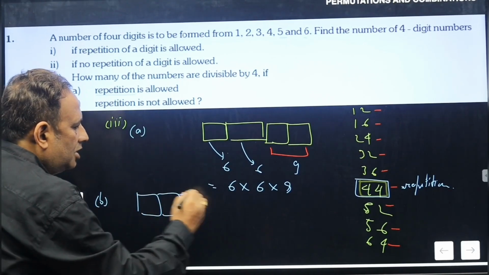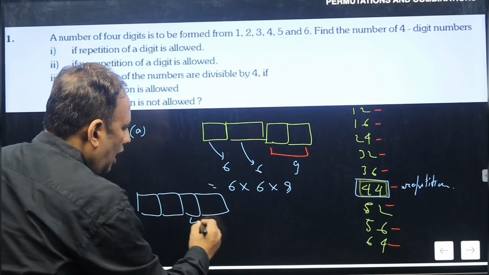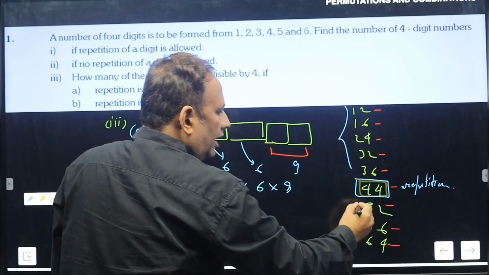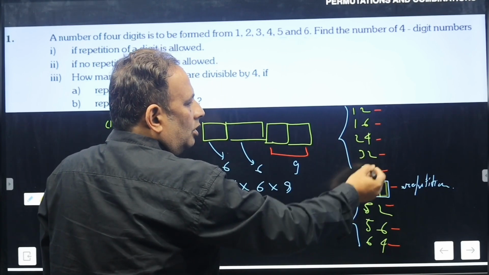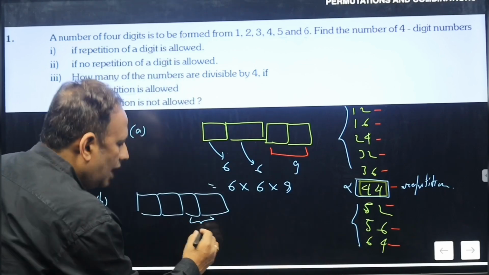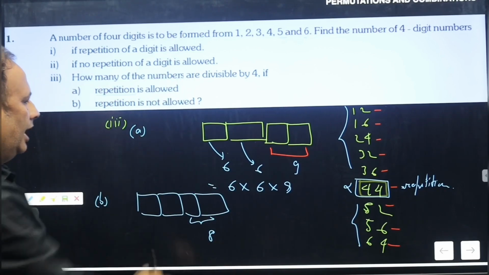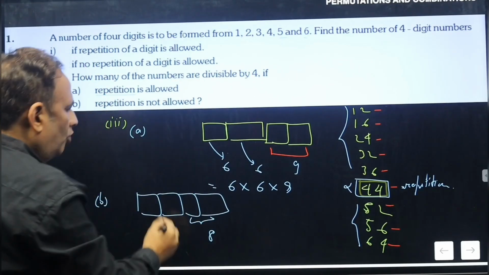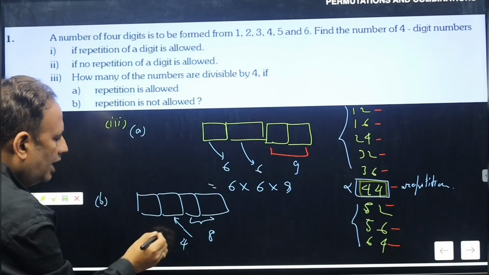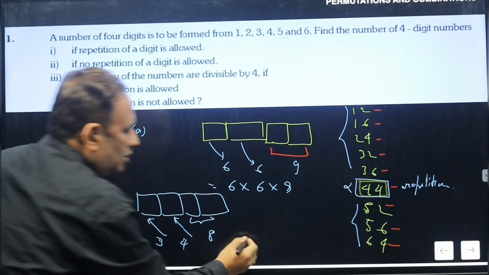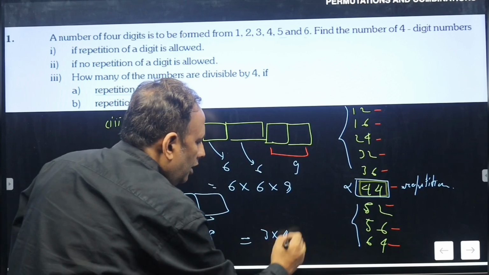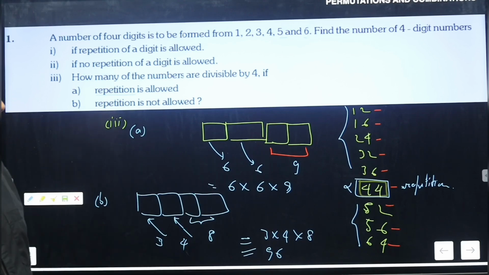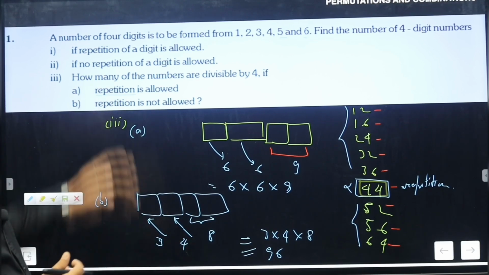In the case when repetition is not allowed, the last two places must be divisible by 4, so we have to put these numbers. We can put this number and this number, but we can't put this number. So 3 2, 3 5 and 3 8. So the last two places can be filled in 8 ways, and as two numbers we had already used over here, these two numbers we can't take. So the rest 4, this place can be filled in 4 ways, and this place can be filled in 3 ways. So the total number of ways is 3 into 4 into 8, 12, 8, we can write 96 ways, or you can calculate this. So this is the total number of ways in which we can solve this.